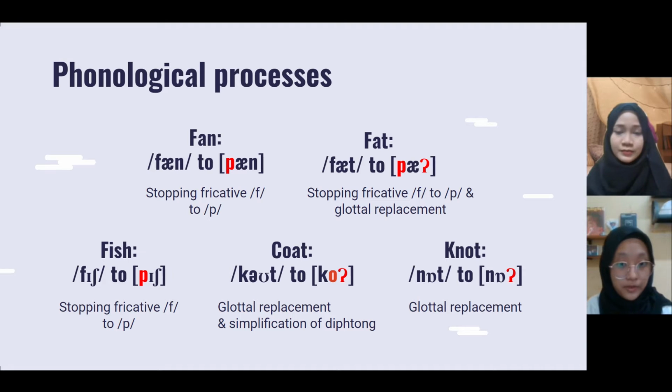For the first 5 words, fan to pen is the stopping fricative f to p. Next, fat to pair, stopping fricative f to p, and glottal replacement. The next one, fish to pish, stopping fricative f to p, coat to co is glottal replacement, and not to no is also glottal replacement.